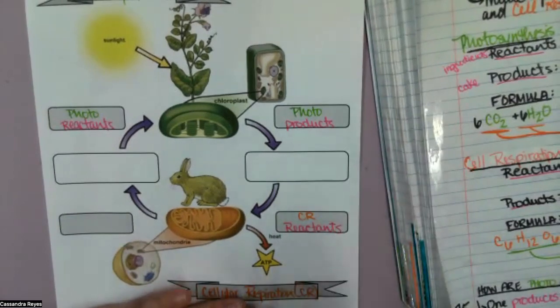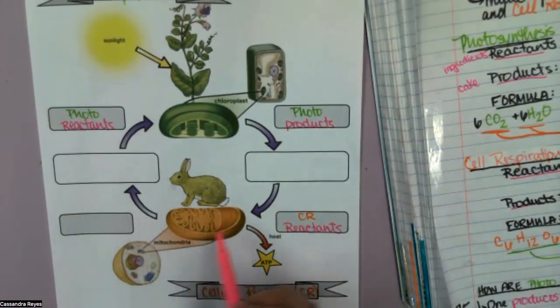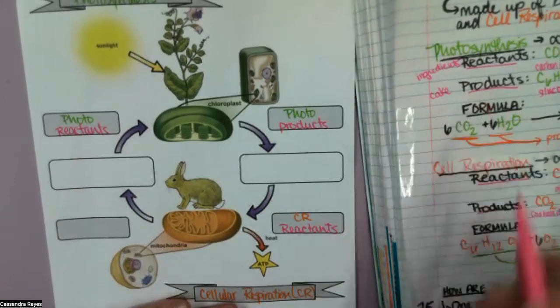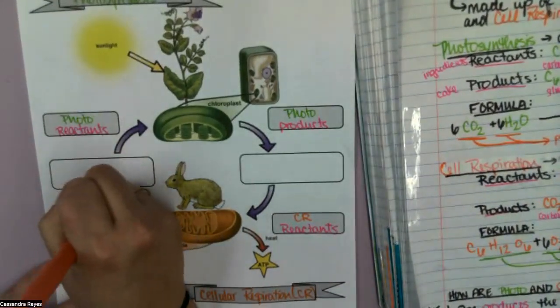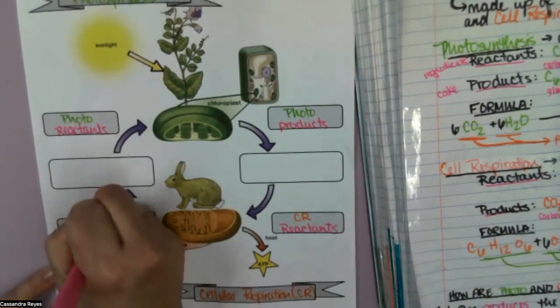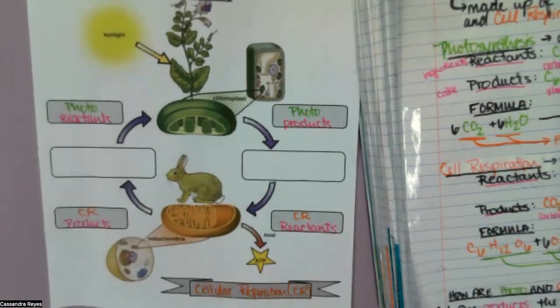We're going to call this CR for cellular respiration reactants. Which means that we continue to follow the arrow. Whatever gets produced as a result of the cellular respiration process is going to be what? That's going to be the cake stuff. That's going to be our products down here. So these are going to be CR products. Beautiful job, guys.